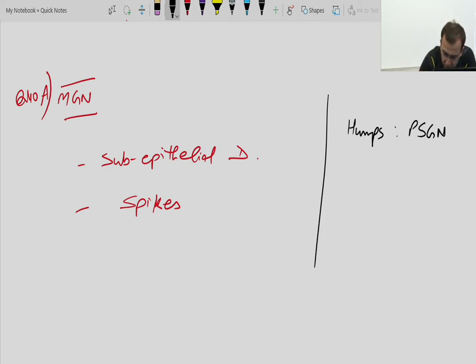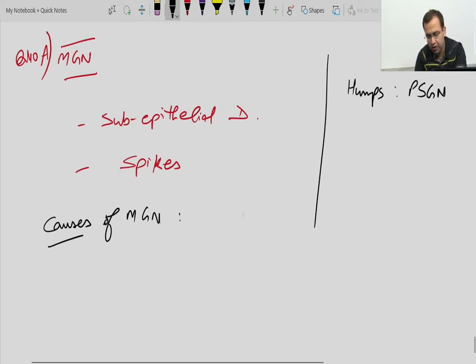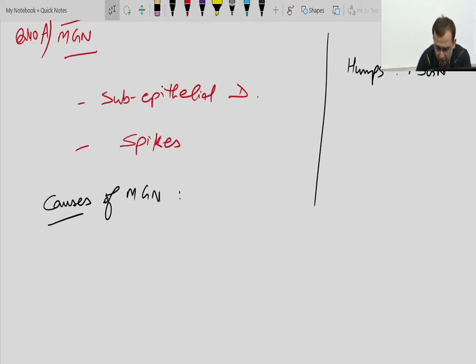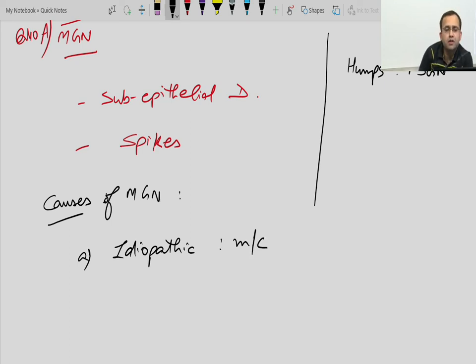Next point, causes of membranous glomerulonephritis. Causes of MGN, again repeatedly asked and important. We have already seen the immunofluorescence. The most common cause is idiopathic in nature. The cause is unknown. Other causes are infections.